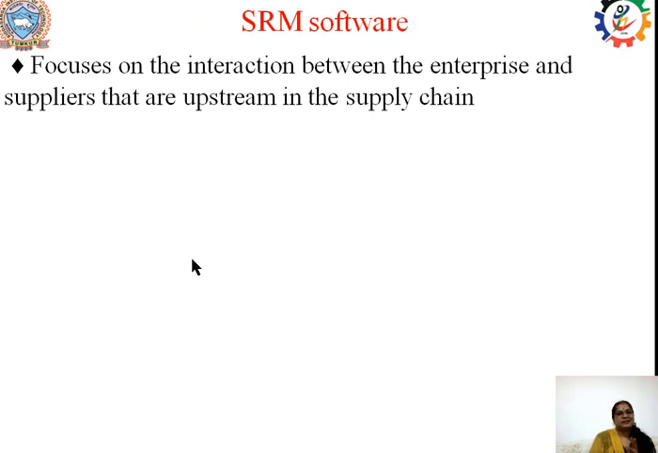Coming to the last, SRM software. Many of the things coming here we already saw in sourcing decisions in the previous chapter. You can consider this as just a revision. It focuses on interaction between the enterprise and upstream transactions.